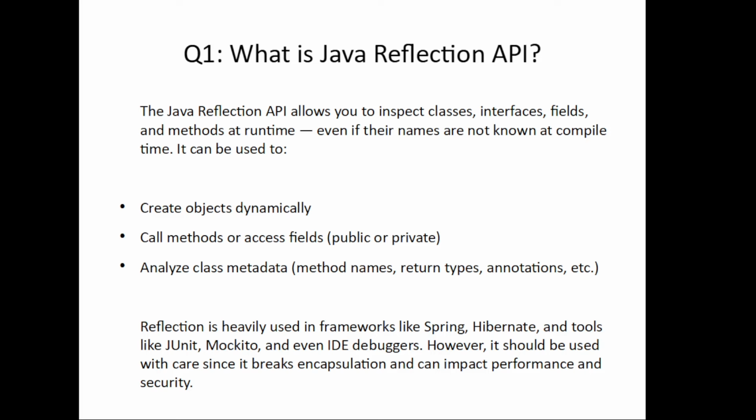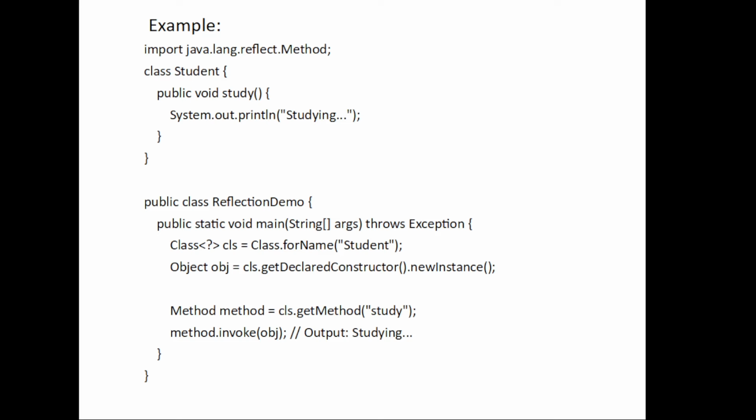Reflection allows us to inspect and manipulate classes, methods, fields and constructors at runtime, even when we don't know them at compile time. This is very useful in frameworks like Spring, Hibernate, and tools like JUnit, where code has to behave dynamically based on annotations or configuration. Let's understand it with a simple example.